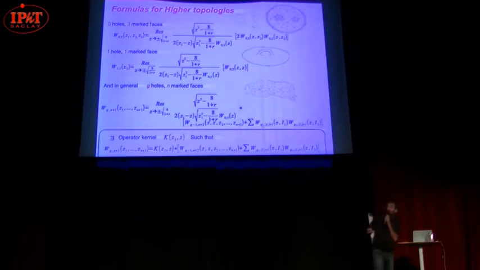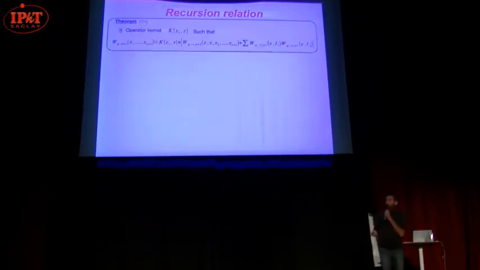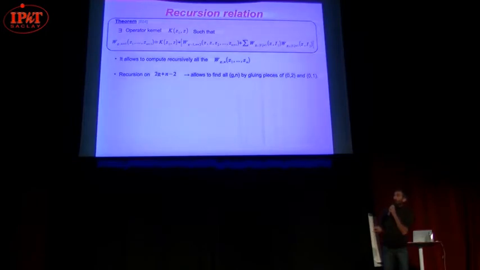So let me summarize it. There exists a certain operator kernel, so basically this is multiplying by this prefactor, and the star means taking the residue. The residue is an integral. You can formulate this a little bit like Feynman graphs. So let me summarize it again this way. It allows us to compute all the WGNs by recursion on this number 2g plus n minus 2, which is minus the Euler characteristic. And that's why this is called the topological recursion. It's a recursion on the topology.